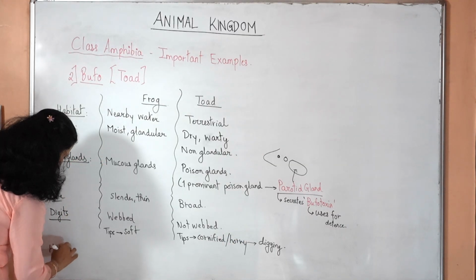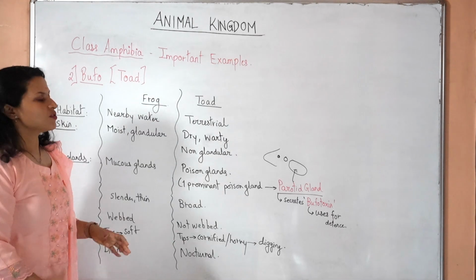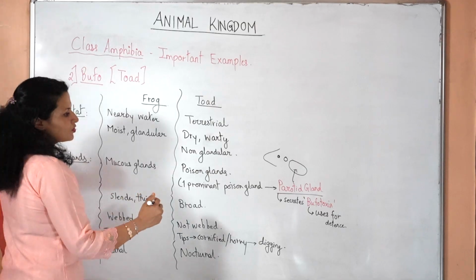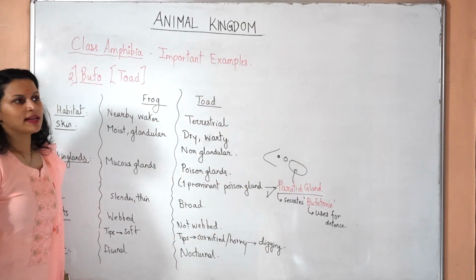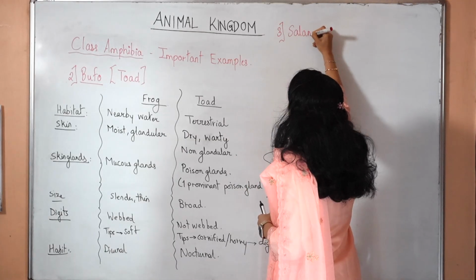Finally, the frog is diurnal, but the toad is a nocturnal animal. So these are the differences between the frog and the toad, Bufo. The things that are most important to remember are these parotid glands which secrete bufotoxin. Let's move on to the third example.